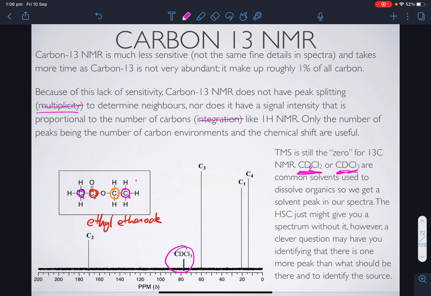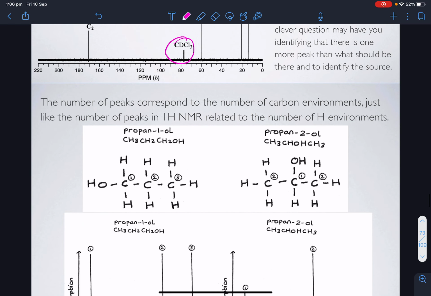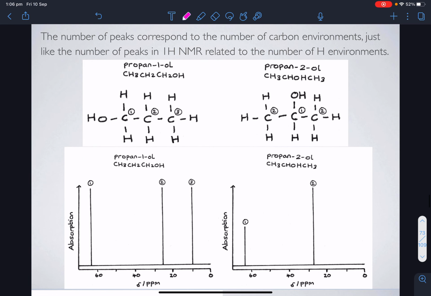Why don't we go a bit further and try to assign them? No, let's not go that far. Let's hold on. So the number of peaks corresponds to the number of carbon environments, just like the number of peaks in the proton NMR related to the number of hydrogen environments. Here I've got propanol. Notice that the alcohol is over on the end, so that lack of symmetry causes each carbon to have its own environment, because they're all differing distances away from that oxygen.